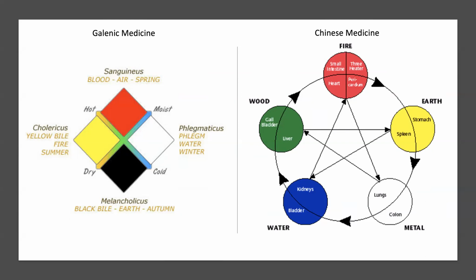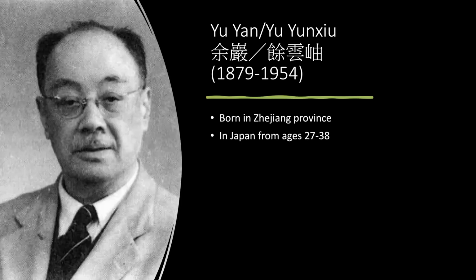A European eye sees this and says, wow, that looks just like Galenic medicine. That's the old stuff that they should have trashed in order to revolutionize their medicine. But I'm here to tell you that Chinese medicine revolutionized in a different way. The story traditionally starts with this fellow Yu Yan, or Yu Yunxiu, who was trained in Japan. And as you see, he styled himself very much in the way of a modern westernized man.